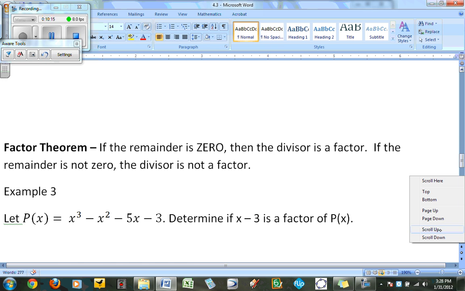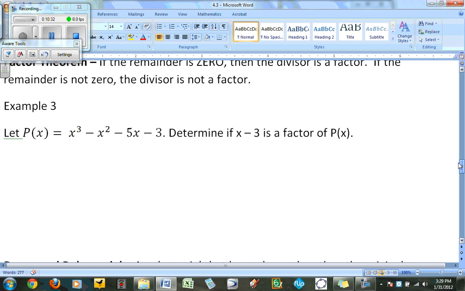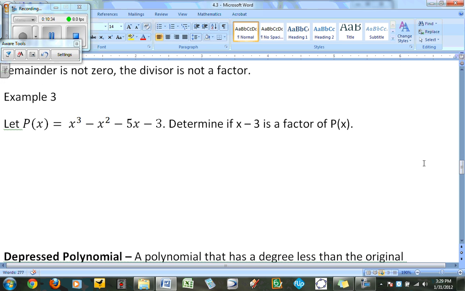Factor theorem says if the remainder is 0, just like in that last one, then the divisor is a factor. So instead of having to factor that whole thing out, if we can find something that goes into it, we know we have a factor of that equation. So if the remainder is not 0, then obviously it's not a factor. So they're saying without us factoring these things and going through that whole process, let's just determine if x minus 3 is a factor of the polynomial that they gave us.